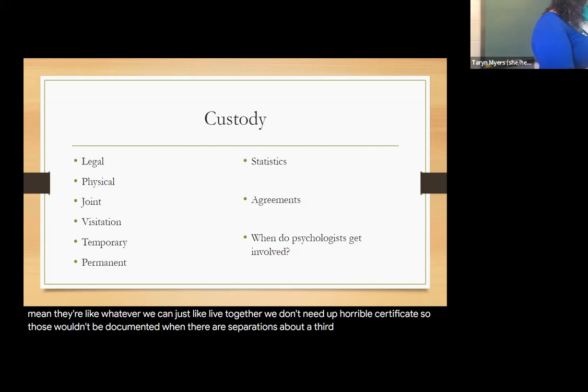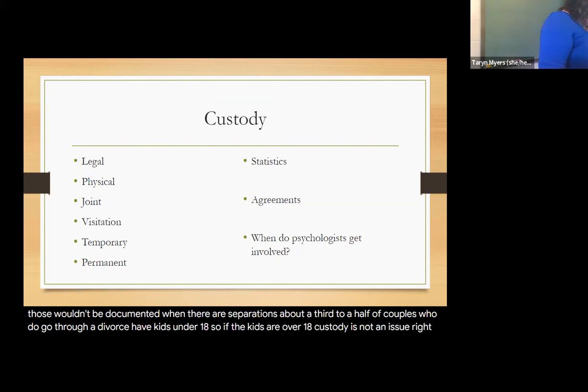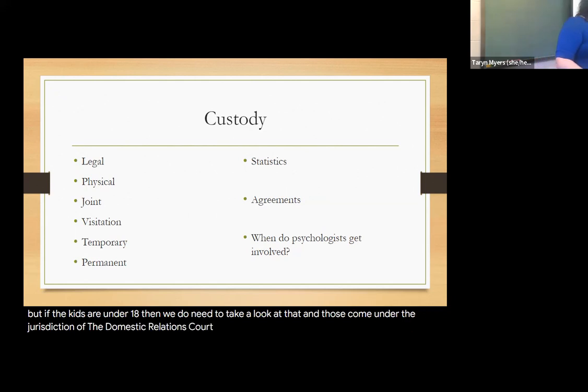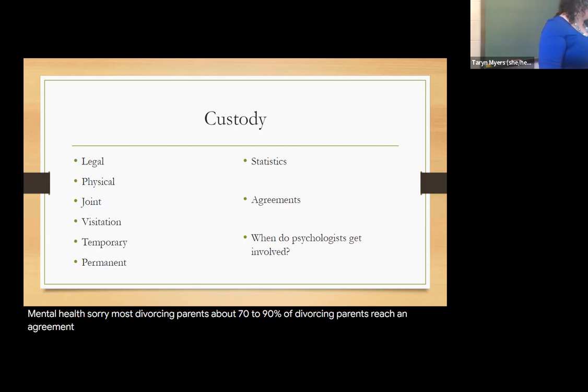About a third to a half of couples who do go through a divorce have kids under 18. So if the kids are over 18, custody is not an issue, right? But if the kids are under 18, then we do need to take a look at that. And those come under the jurisdiction of the domestic relations court. And custody itself must be approved by the court. Therefore, most divorcing parents, about 70 to 90% of divorcing parents reach an agreement about custody.